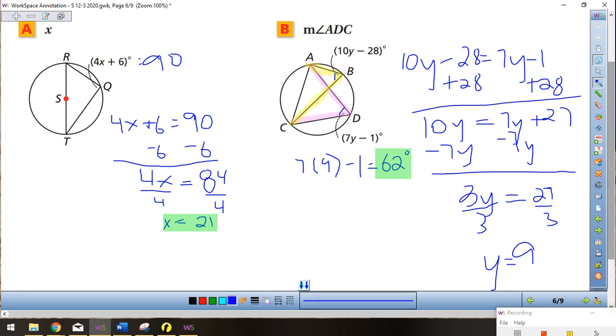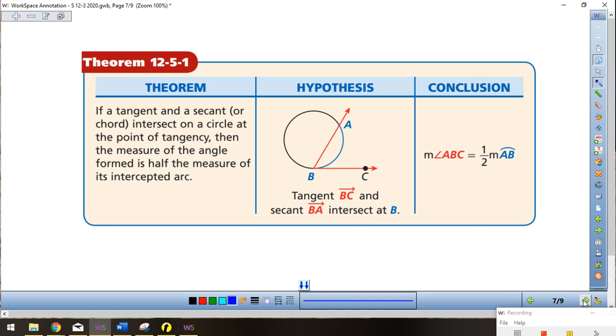And the last thing that we're going to do is talk about a tangent and a secant. If a tangent and a secant, or chord, intersect on a circle, then the measure of the angle formed is half the measure of its intercepted arc, which means I have this tangent line BC and this secant line BA, and they both meet at B. So this angle, ABC, is equal to half the measure of this entire arc right here. Okay, so again, if I have two rays that intersect at the same point on a circle, then the arc that is created by them is half.